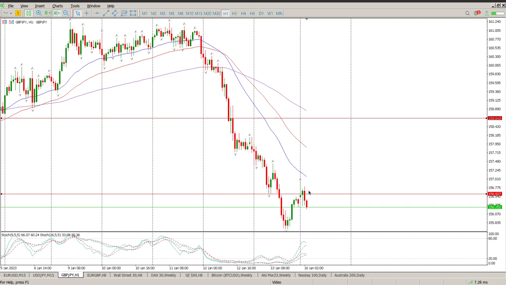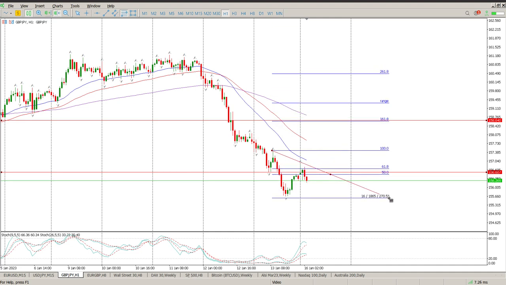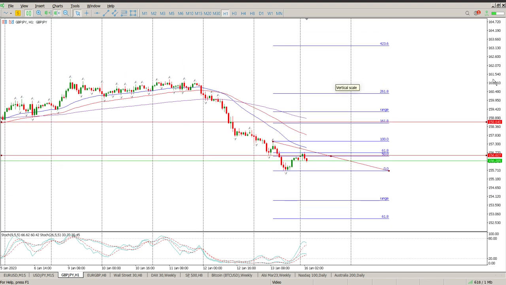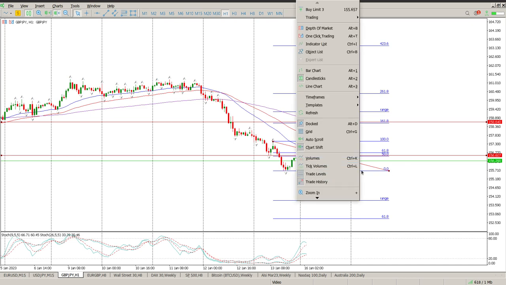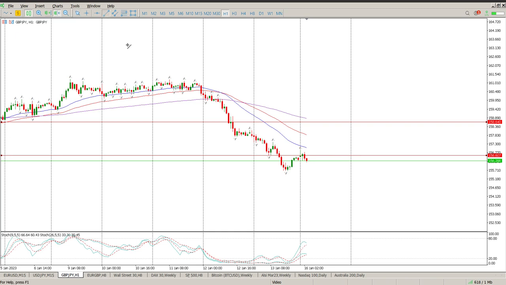So you're looking for price to get back there. You're looking for inside bars, engulfing bars, pin bars on that level. And then what I would do, in all honesty, is a Fibonacci situation. Sorry, I don't have the extension there, so let's just do it this way. There is your first move down. There is your measured move.